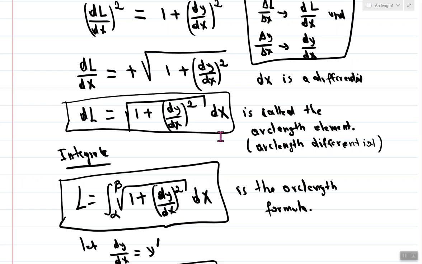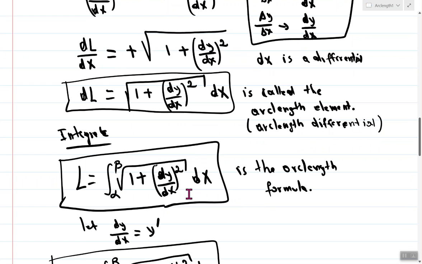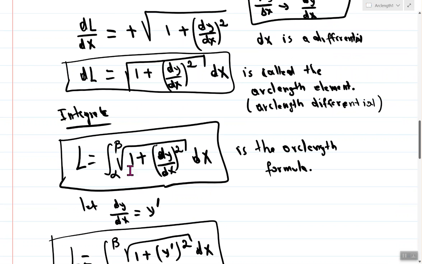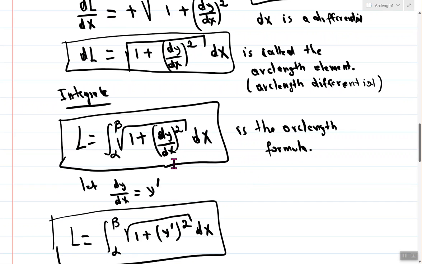or arclength element. Now when you take the integral of the arclength element, since d stands for differential, you'll get L. And since our arclength is over the interval alpha and beta, when you integrate, we're going to integrate from alpha to beta. And we get the formula for the arclength of a curve y equals f of x on the interval alpha, beta. So this is the formula for the arclength.